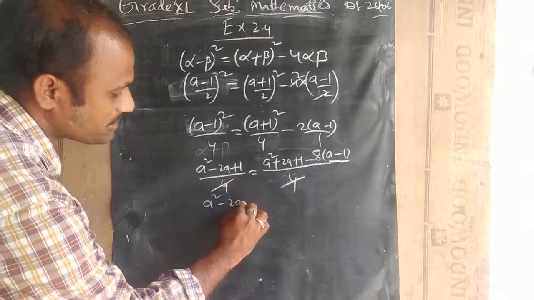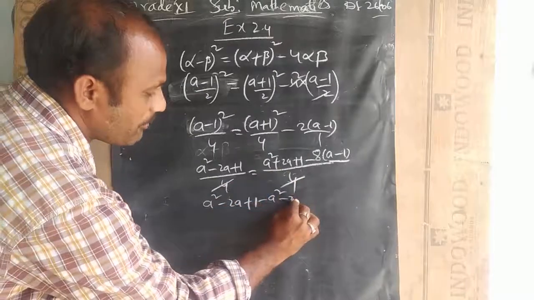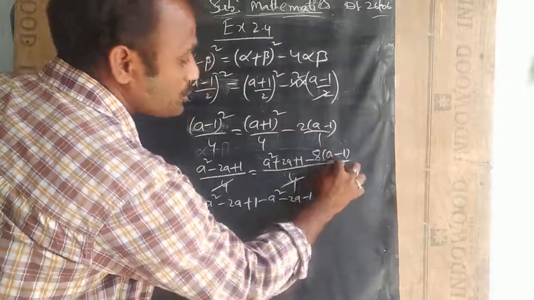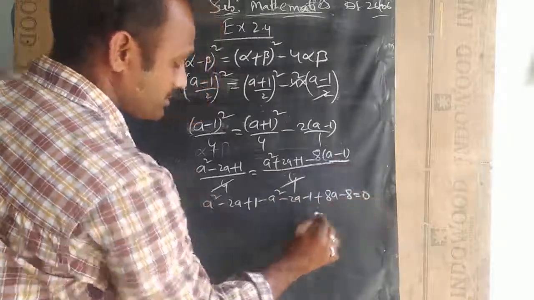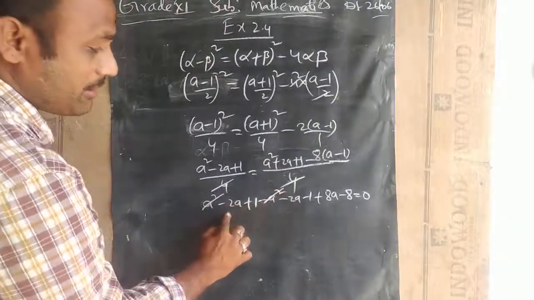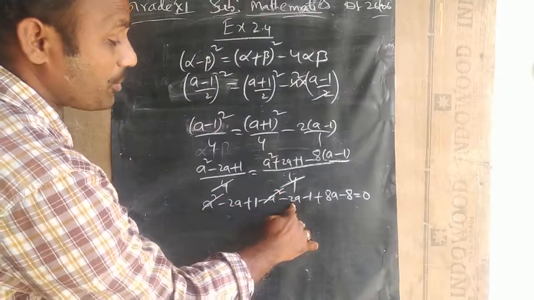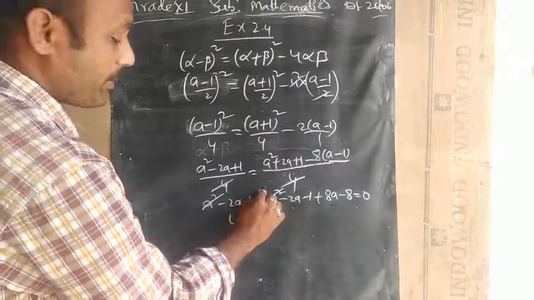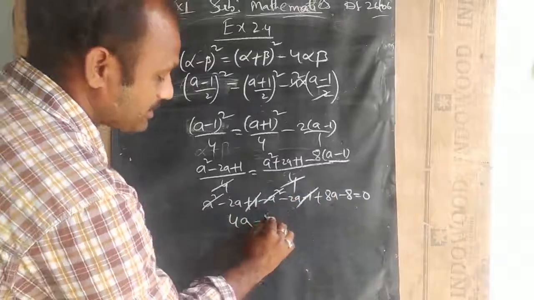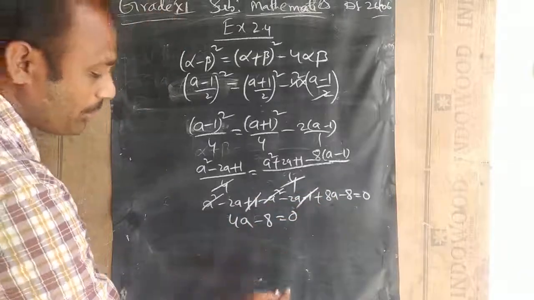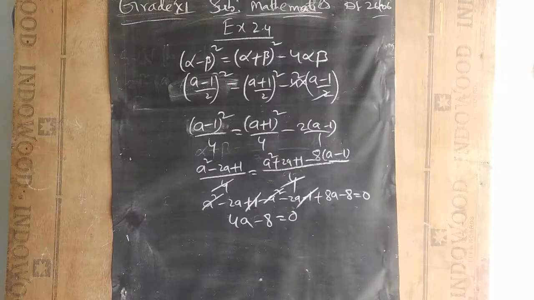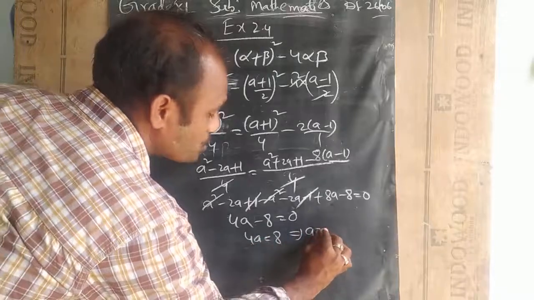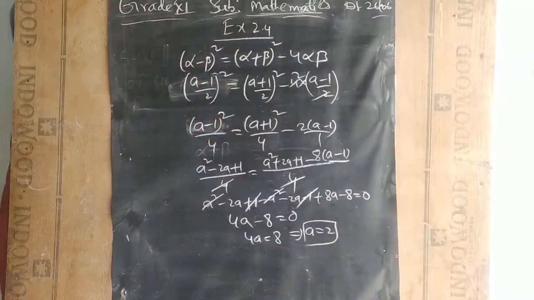So let us transpose all to one side. a² − 2a + 1 − a² − 2a − 1 + 8a − 8 is equal to 0. Transpose means minus 8. a² gets cancelled. Minus 2a minus 2a plus 8a will be plus 4a. 1 minus 1 gets cancelled. Minus 8 is equal to 0. So 4a − 8 = 0, that implies 4a is 8, that implies a is 2. So we have proved that the a value is 2.